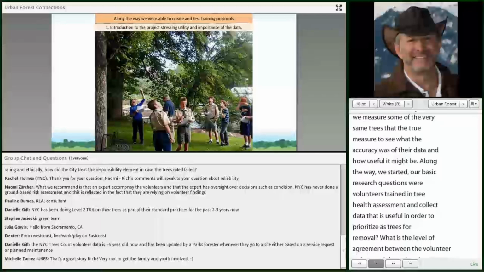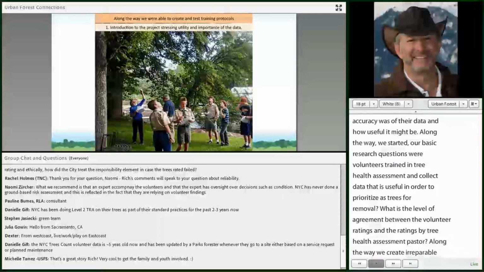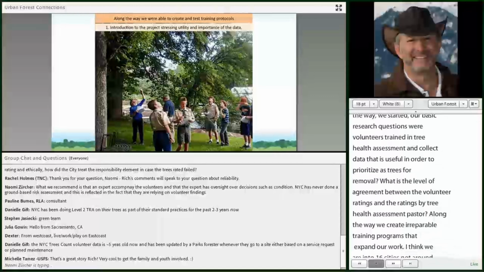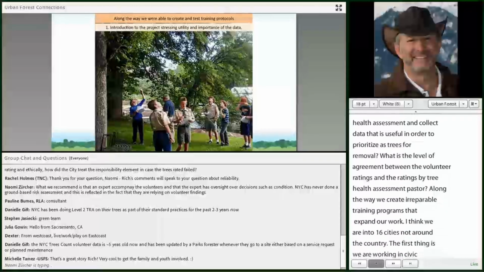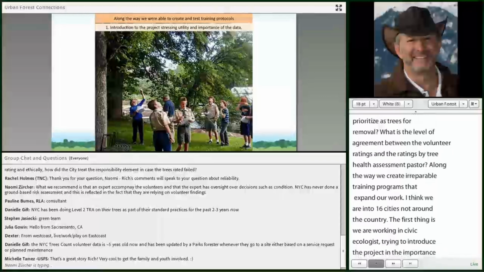Along the way, we created some replicable training protocols that really actually inform our work now as we expand our work into, I think we're into 15 cities now around the country. And the first thing, when we're working with civic ecologists, is to try to introduce the project stressing the utility and the importance of the data. In other words, why are we asking our volunteers to go out and do this, and what will we do with the data they collect for us?